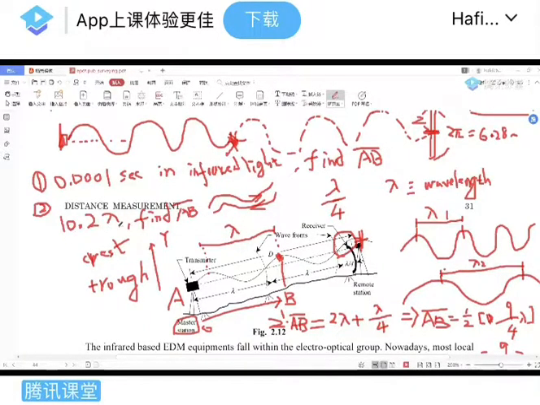This is the easy one. You divide this by 2, and that is AB, and then find out the wavelength lambda of the red light. Then you get AB. So this one is pretty much done already. So find out these two questions.